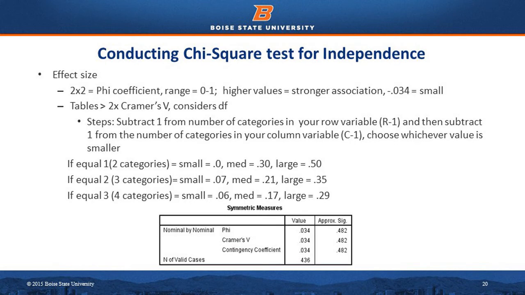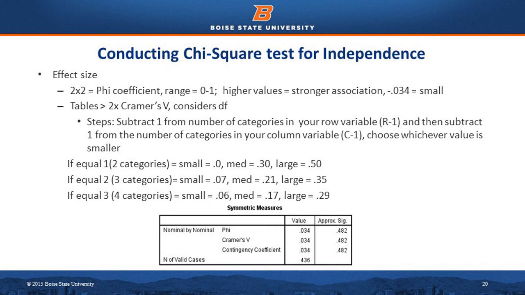Next, we want to look at the symmetric measures table. This will provide information about the effect size. For the 2x2 tables, the most commonly used statistic is the phi coefficient, which is a correlation coefficient and can range from 0 to 1, with higher values indicating a stronger association between 2 variables.